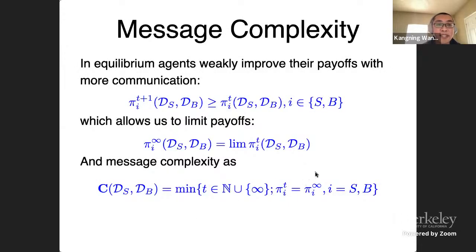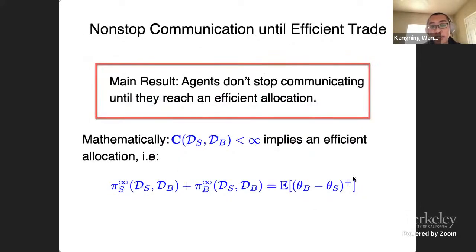And for this model, we can define the message complexity. So for example, if pi_i^T denotes the utility for agent i in a T-round protocol, first we can show that the utilities are always monotonically increasing, so that we can define the limit of the utilities. And then we can define the message complexity of a bilateral trade game as the minimum number of rounds so that the utilities will stop improving after that point of T rounds. And our main result of the paper is that the agents won't stop communicating until they have reached an efficient allocation. In other words, if the message complexity of some game is finite, then it means we have reached an efficient allocation. So the utility of the seller plus the utility of the buyer equals the maximum possible gains from trade in the game.